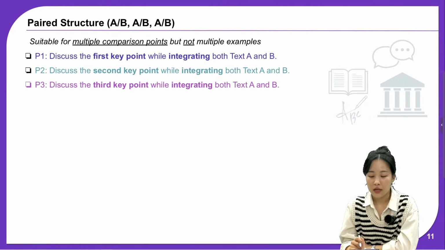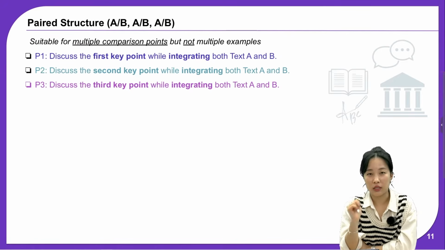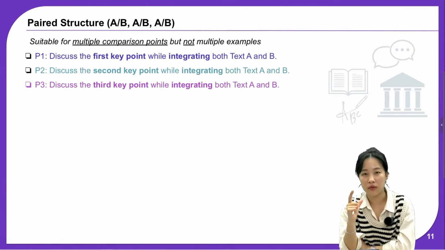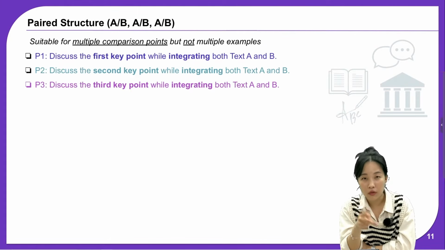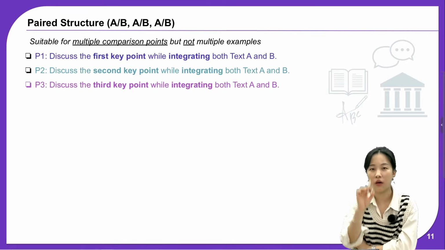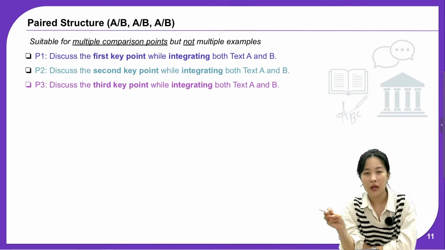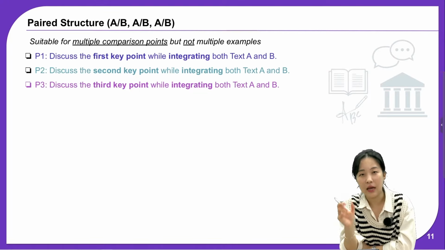Okay, the next is a paired structure. This is where it gets a little bit different. Now instead of separating text A and B into different body paragraphs, you're going to talk about them together in the same body paragraph. And this is suitable when you have multiple comparison points. So you have a lot of rows that you can bring in, but not necessarily a lot of examples per text.